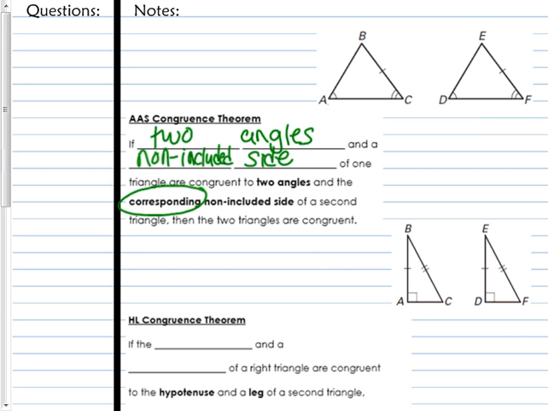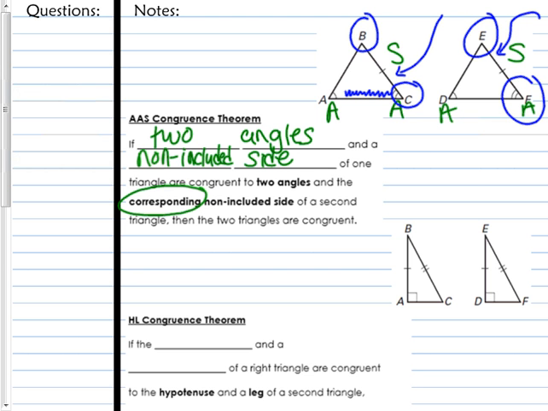And here's an example. A, A, and S. Okay, it's not the included angle. It's not the included side. It's not the side that's between the two angles. Okay? And then it has to be the corresponding angles and side on the second triangle. A, A, and S. And I can see that it's the same side on both because it's the side between the unmarked angle and the angle that's double marked. Again, this side right here is between the unmarked angle and the angle that's double marked. So I know that those sides correspond to each other.